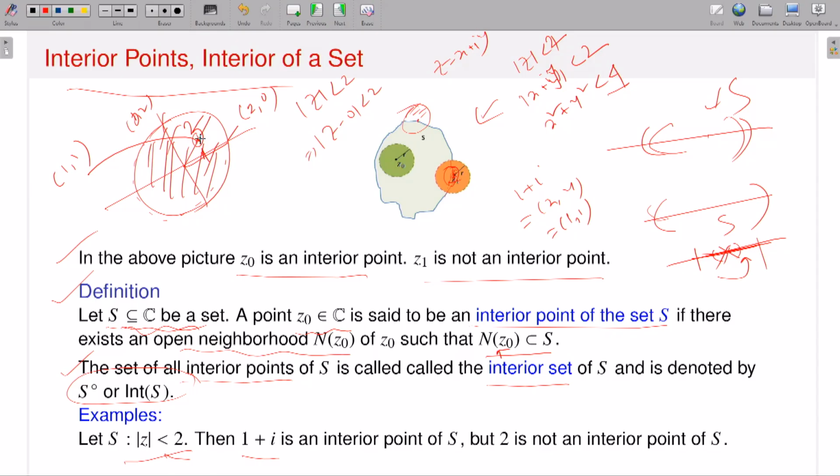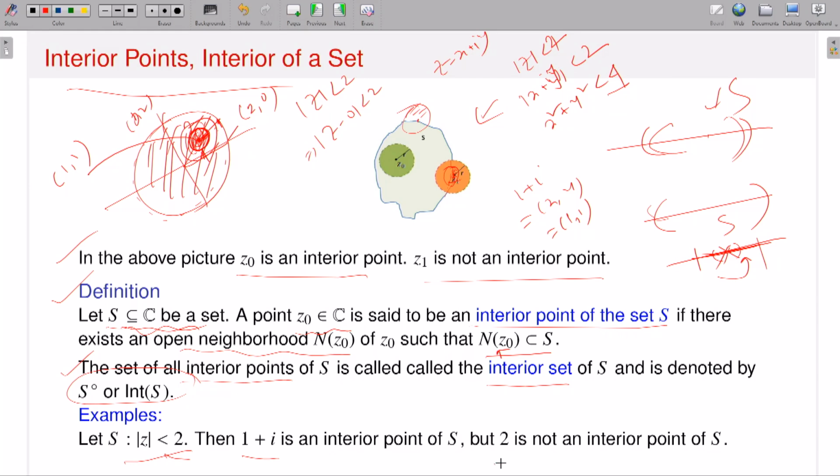Now this is an interior point. Why? Because around the point 1 comma 1 I can have a small open ball, since there is a positive distance from this point to the boundary. So you can take a small open disc with a radius much less than this distance, and it is fully contained in that set. Whatever open ball I take, you can take this open ball also, no issue, because there is a gap, and it is fully contained in that set. Therefore this is an interior point.